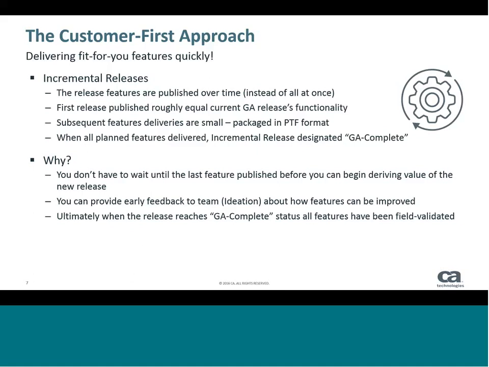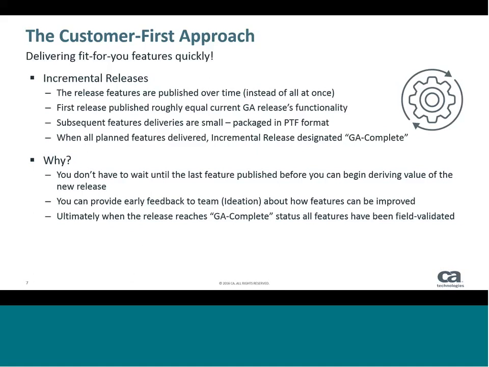And then when all of the planned features have been delivered, the incremental release is designated GA complete. Right now we're looking at roughly 12 months for that time period, but we don't know for sure because this is an iterative process, and we hear back from you whether these features are done or we need more work. So we continually work on those things. But our general target is to have it complete in a year, and we'll start the next process.